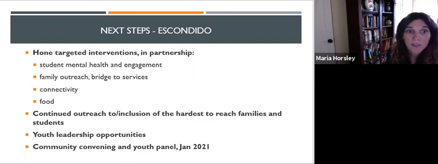Also, a priority for us is to actively involve students in the shaping of these interventions and the presentation of the findings and sharing of their experiences with the larger community. So we tentatively have a larger community convening and youth panel scheduled for the end of January. Then upon the completion of the school year, we will collectively reflect upon all outcomes and whether we can sustain and transform systemic change.